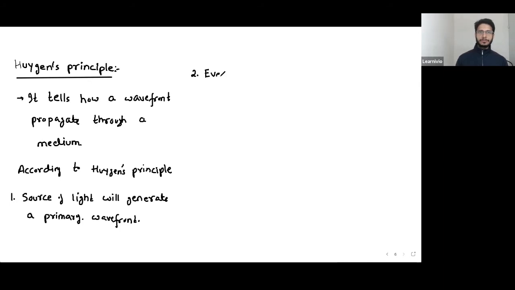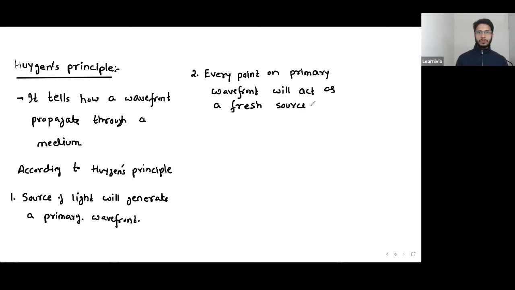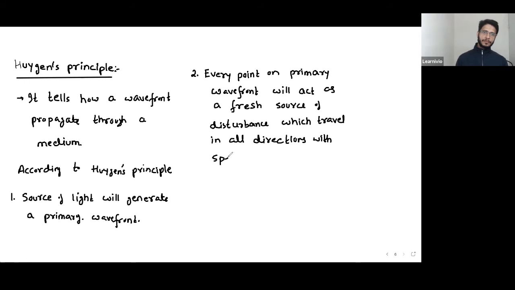Now, this primary wavefront will generate the next wavefront. Every point on the primary wavefront will act as a fresh source of disturbance, which travels in all directions with the speed of light, known as secondary wavelets.